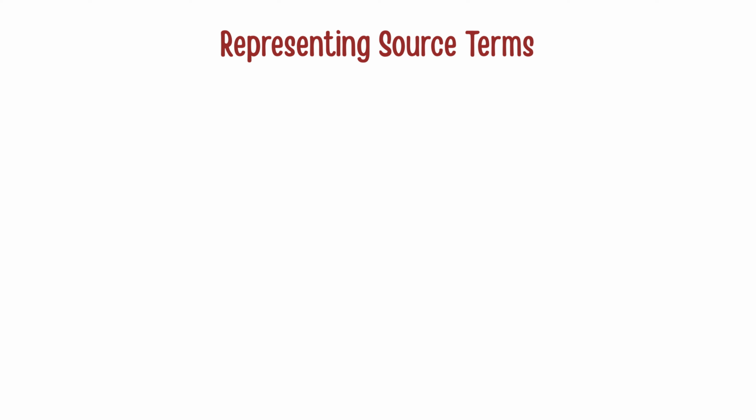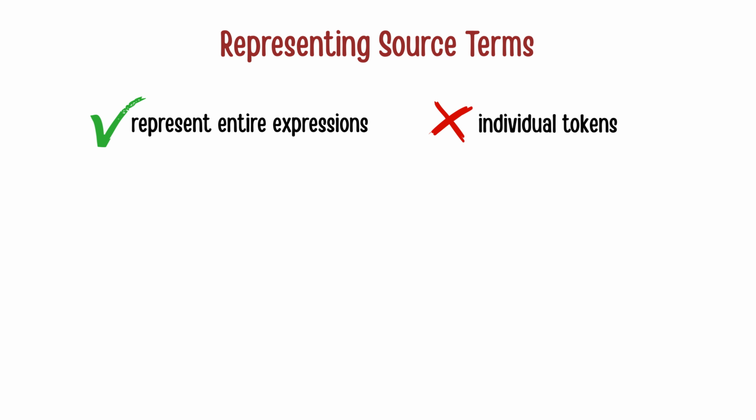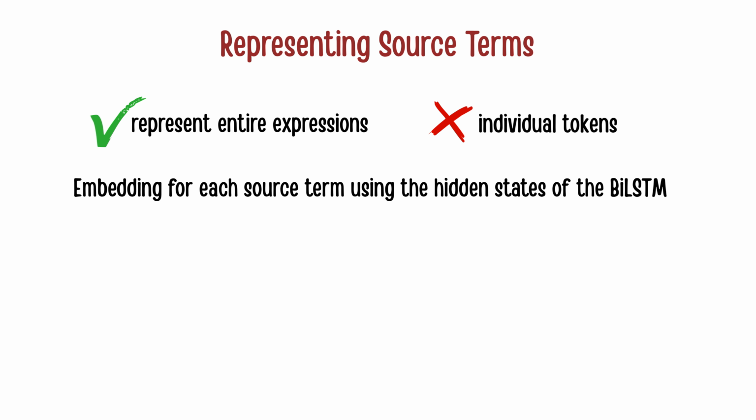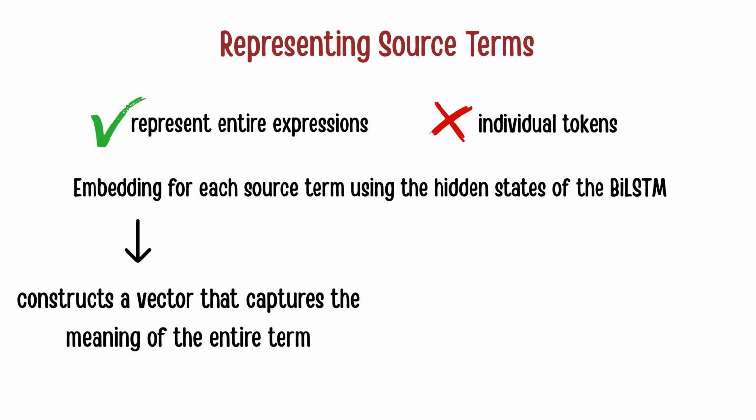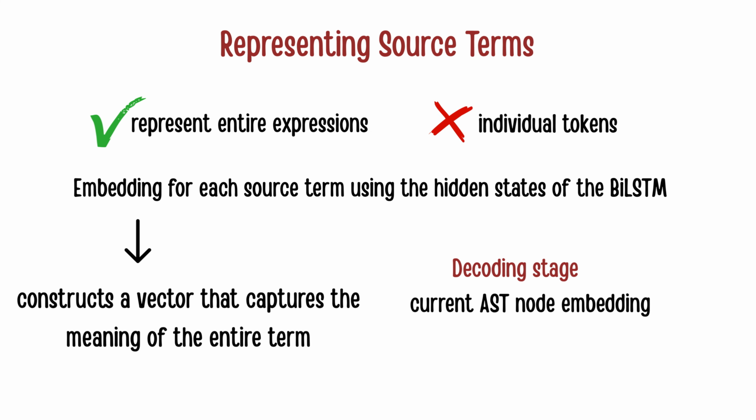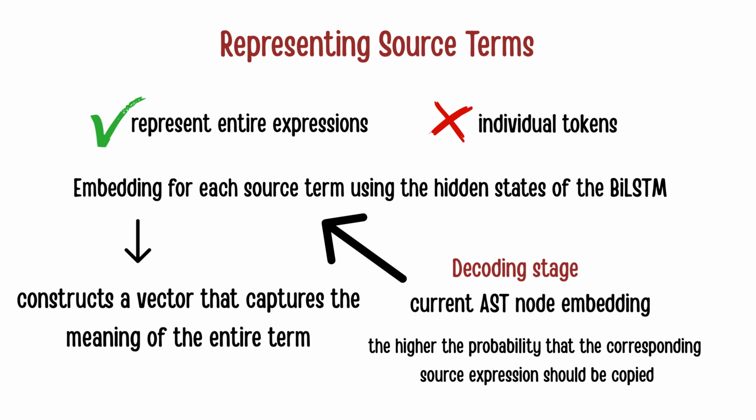Of course, expressions in source code may contain multiple tokens. So the model also needs a way to represent entire expressions rather than individual tokens. To achieve this, CGN creates an embedding for each source term using the hidden states of the BiLSTM. It looks at the hidden state corresponding to the start of the expression and the hidden state corresponding to the end of the expression. Using these representations, it constructs a vector that captures the meaning of the entire term. Then, during decoding, the model compares the current AST node embedding with these term embeddings. The more compatible they are, the higher the probability that the corresponding source expression should be copied. This allows CGN to intelligently decide which source expressions belong in the target program.